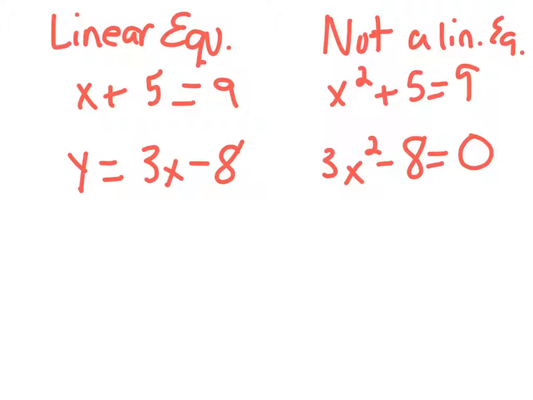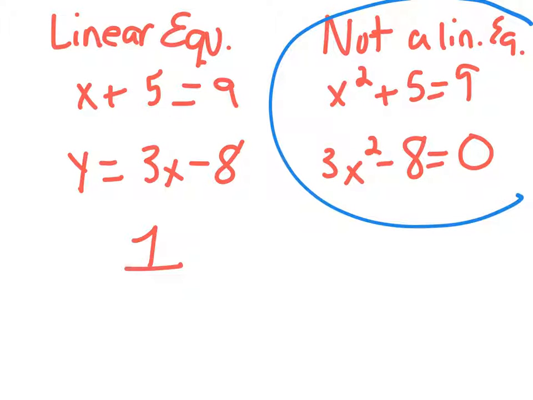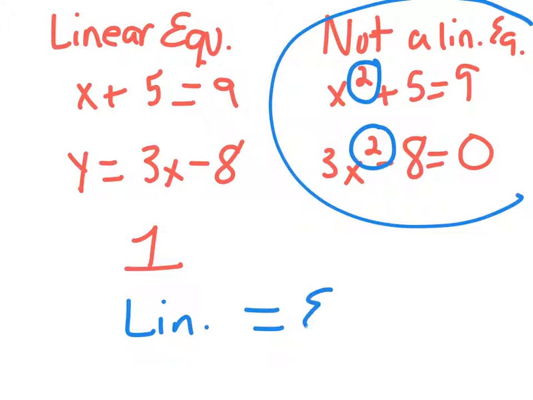So let's look at the difference between a linear equation and what is not a linear equation. Here we have x plus 5 equals 9, y equals 3x minus 9. In all of these, they have an exponent of 1. Over here, these are not linear equations because they do not have an exponent of 1. So a linear equation has an exponent of 1. So you're not going to see the little number there at all.